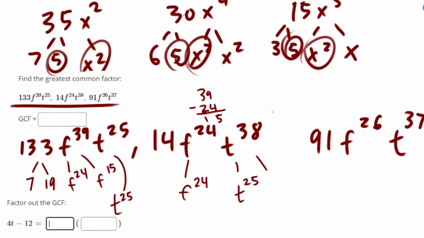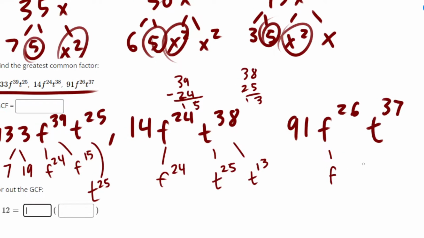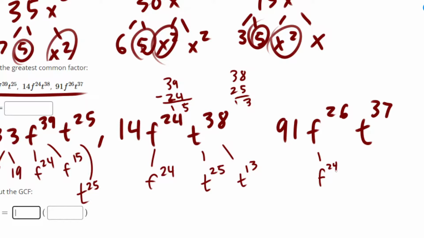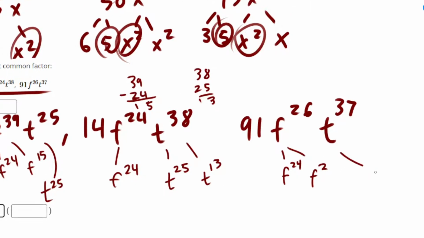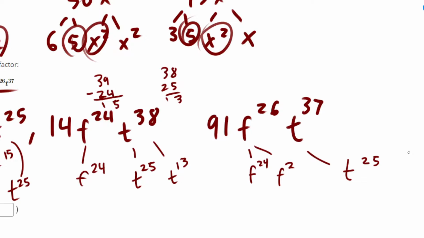But that leaves us with 38 minus 25, which is 13. So t to the 13. And then we have a t to the 25 here. No, sorry, an f to the 25, because I forgot that we actually want f to the 24 here. And then also f to the 2, because that's our leftover. And then we also have t to the 25, because we want t to the 25 for this one, since that's our lowest degree. And then we also have t to the 12.